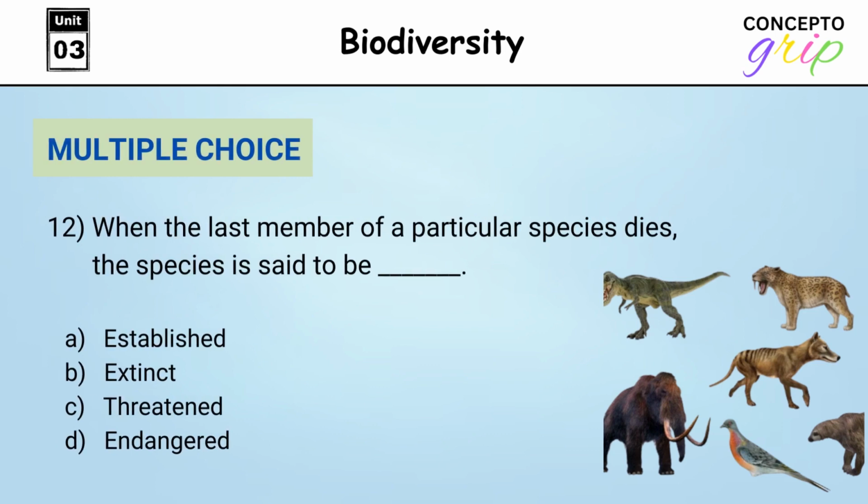Number 12. When the last member of a particular species dies, the species is said to be A, established, B, extinct, C, threatened, D, endangered. The correct option is B, extinct.